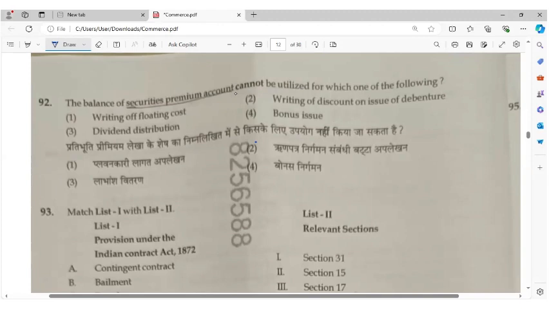Now the next one: the balance of the security premium account cannot be utilized for which one of the following? The balance of the security premium account we can use for bonus shares. This is 100% sure. We can also use it for dividend distribution and for writing off preliminary and floating costs. But we cannot utilize the security premium for issuing a discount on issue of debentures. So option number 2 is right.